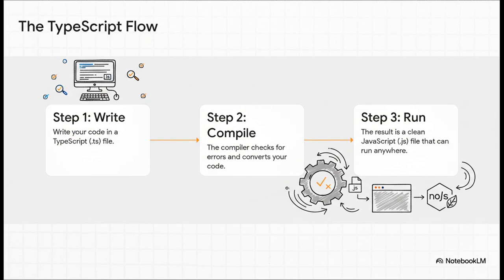So what does this look like day to day? It's a really simple three-step dance. First, you write your code in a file that ends in .ts. Then, you run a special tool, the TypeScript compiler. That little tool does two jobs. It scans for any type errors, and if it's all good, it translates your code into plain old JavaScript. And that final .js file, well, that's what you actually run in a browser or wherever else JavaScript runs.